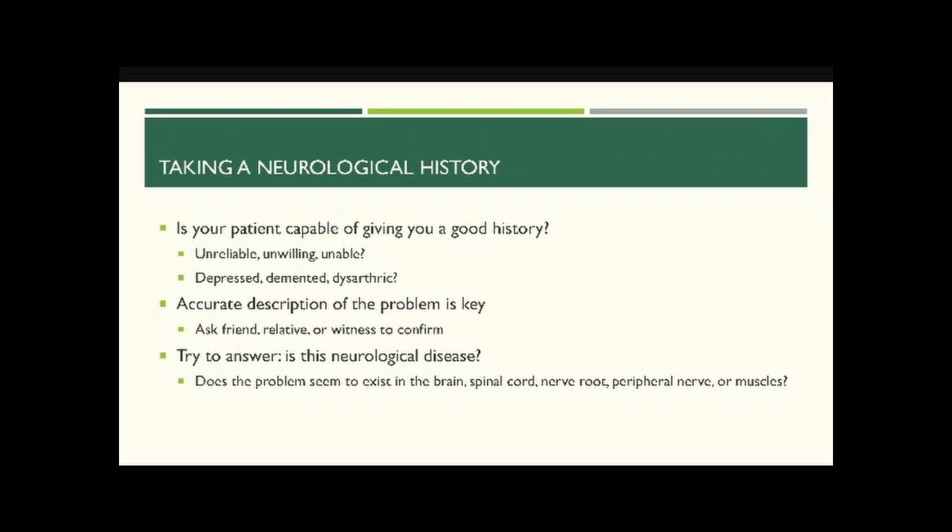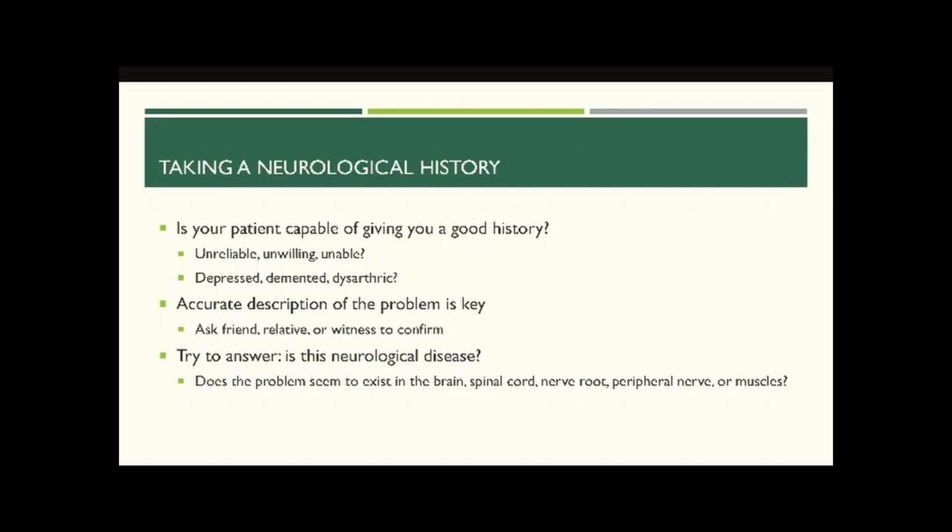A lot of the stuff in neuro you're going to get from the family members, especially when they come in with a stroke. They can't give you any history, especially if they have Alzheimer's and they're forgetting things. Usually the family members are going to be like, hey, they're not doing this. You have to get information from the family. Accurate description of the problem is key.